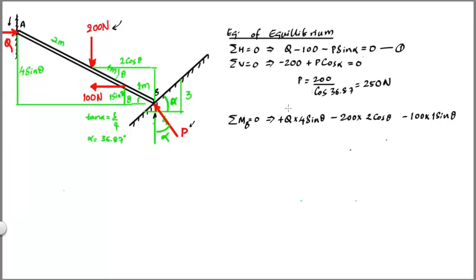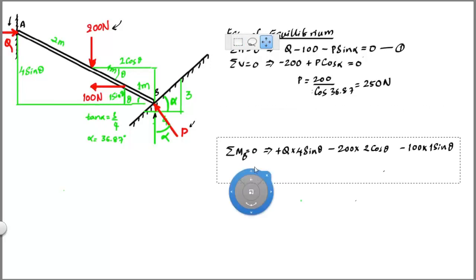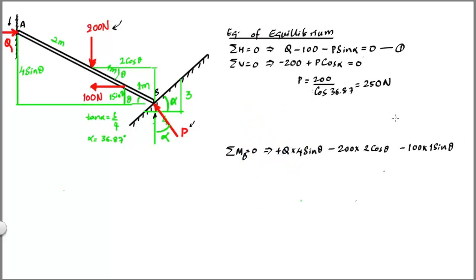We can see that there are still 2 unknowns in this equation. If we know the value of Q, we can easily find the value of theta. We have not found the Q value as of now, but if we substitute the value of P in equation number 1, then we can find it. So let's substitute the value of P in equation 1.